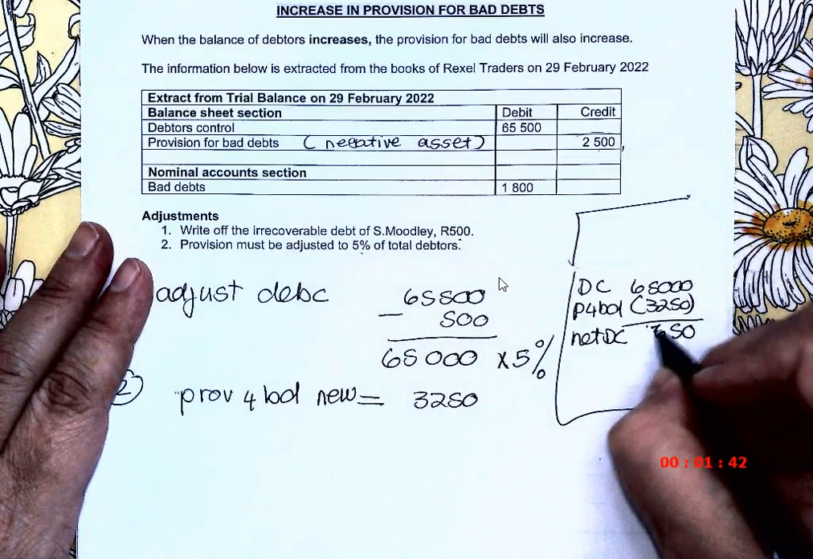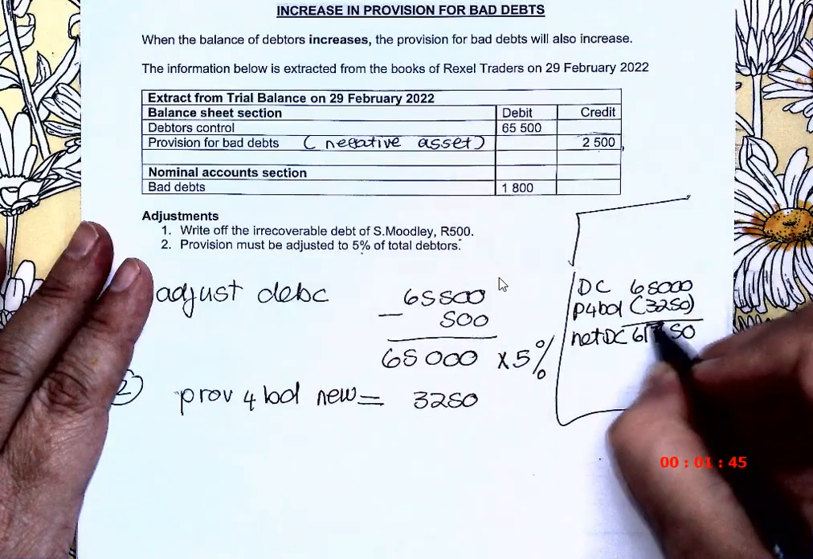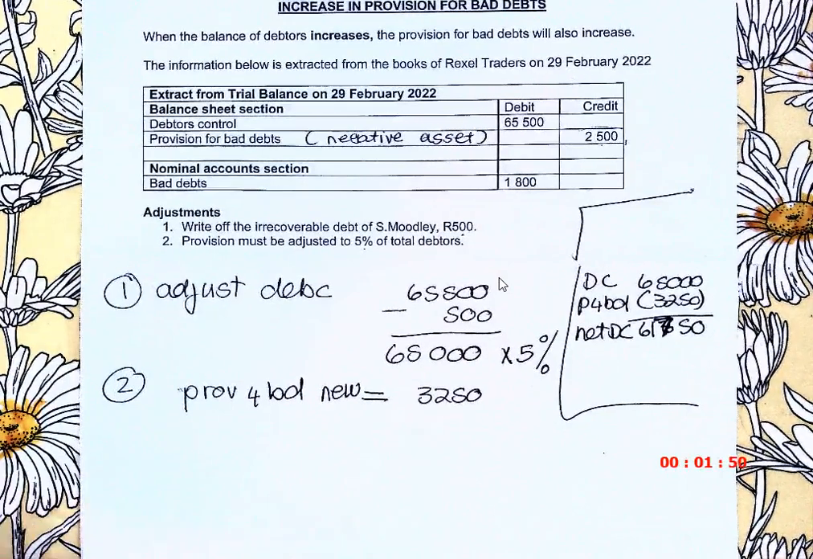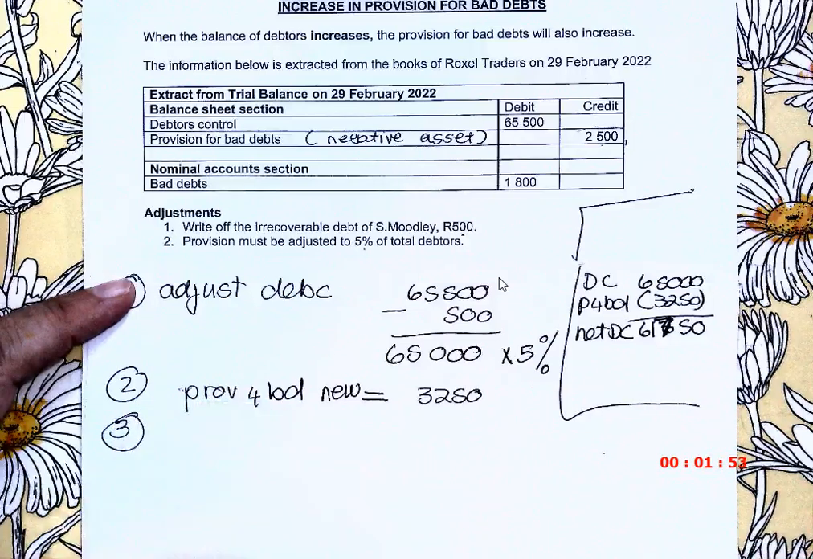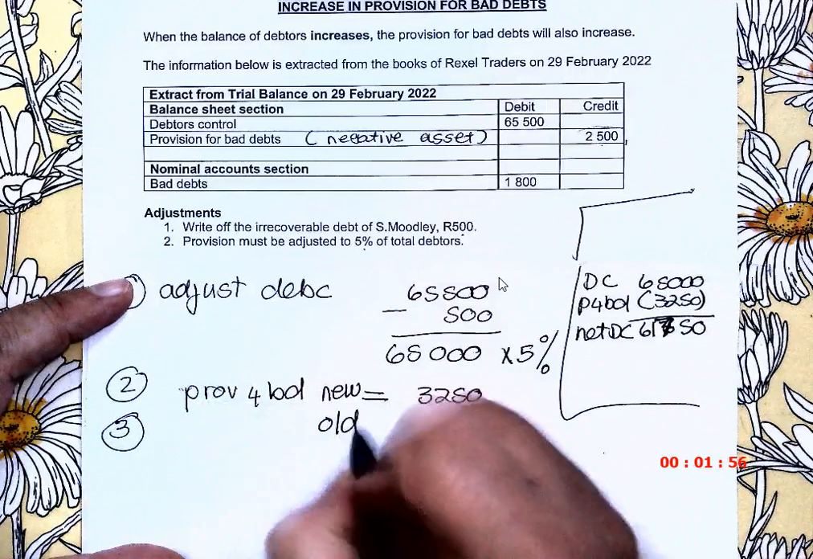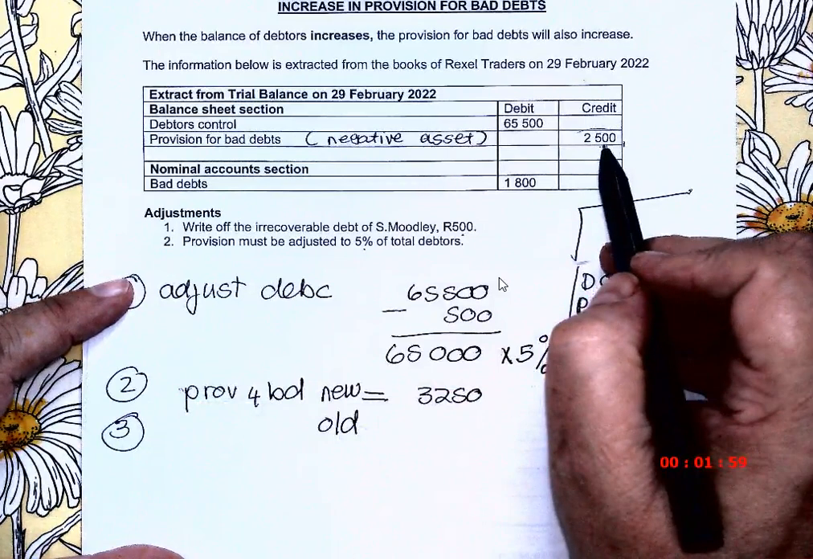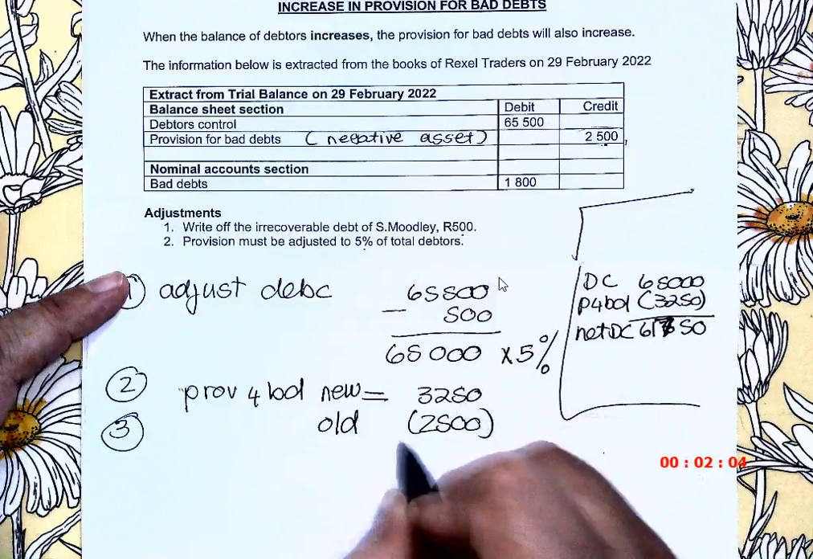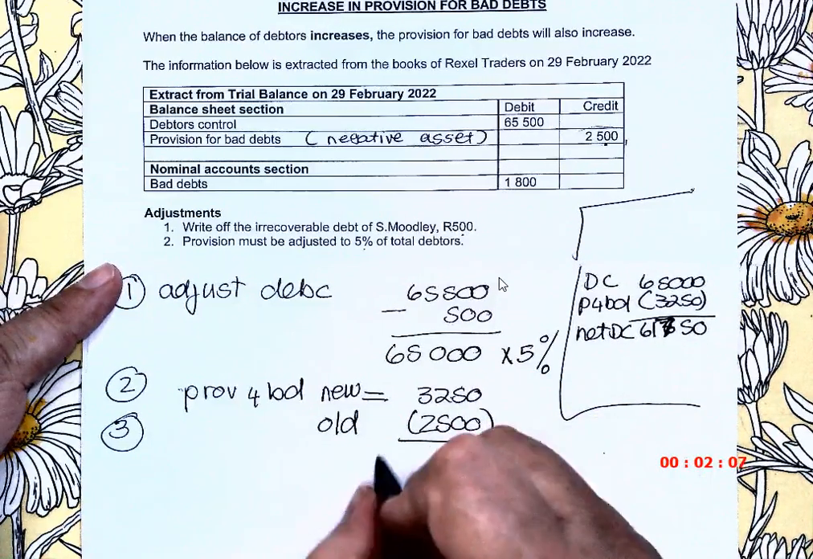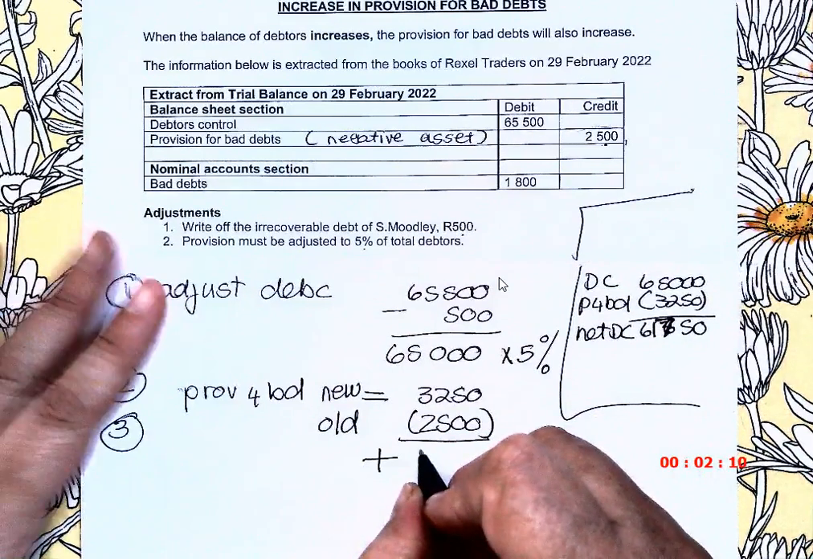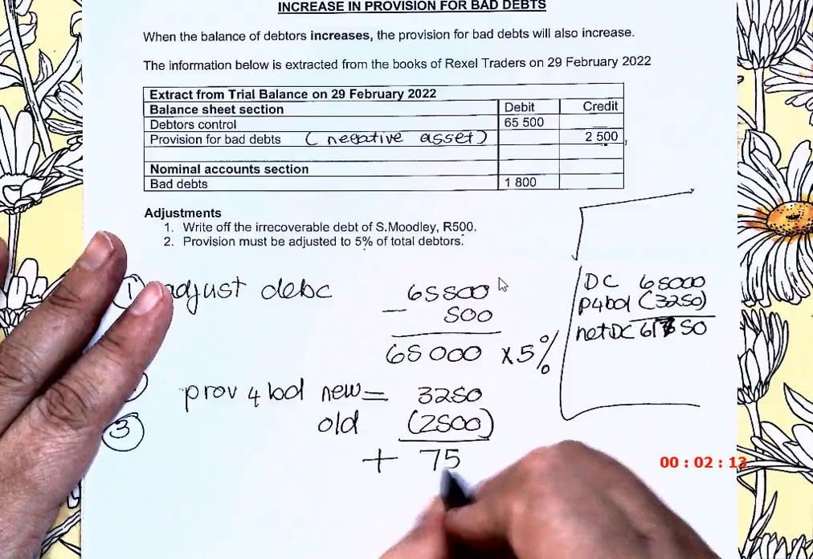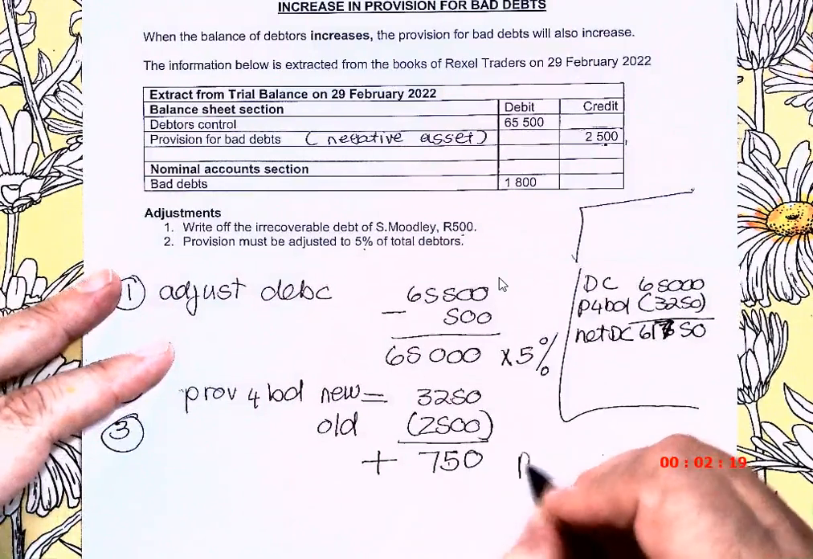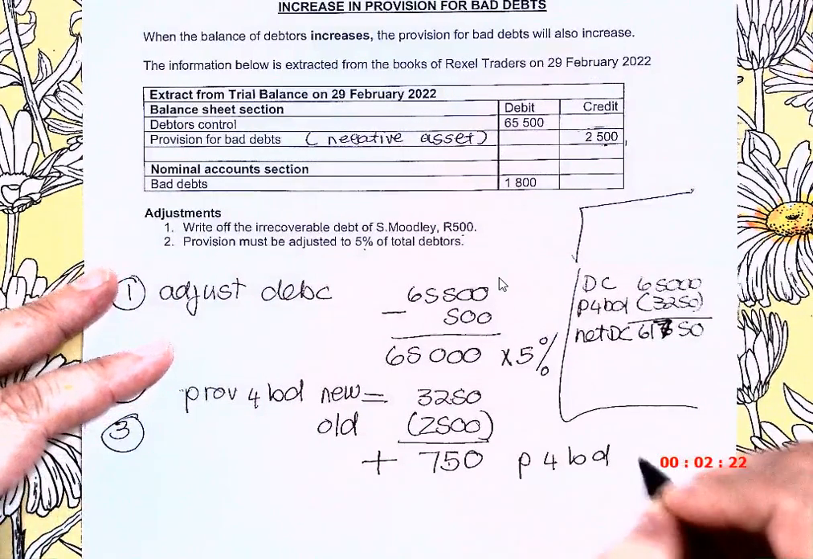61,750. Okay. But now I want to see how much the provision changed. So I'm going to subtract the old provision for bad debts, in other words, the 2,500. Okay? So can you see it was 2,500. I want it to be 3,250. So I'm going to increase it with what? 750. Okay, and that is my provision for bad debt adjustment.